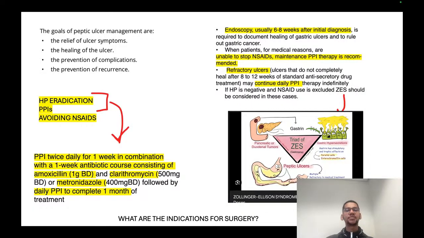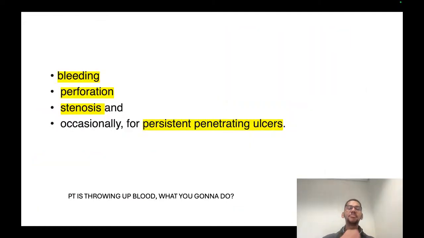So, what are the indications for surgery of a patient presenting with peptic ulcer disease? So, the main indications are a bleeding ulcer, perforation, stenosis, and occasionally persistent penetrating ulcers. So, let's say a patient is throwing up blood. What are you going to do?